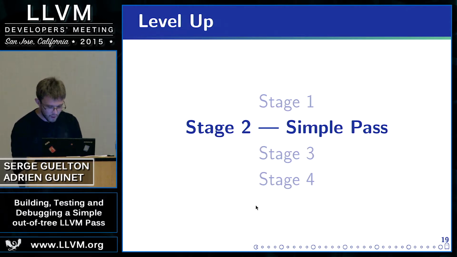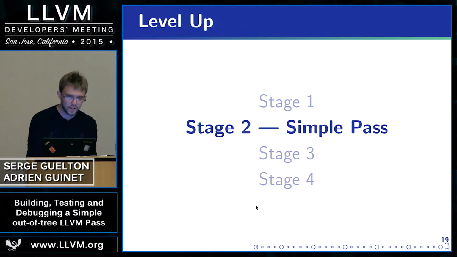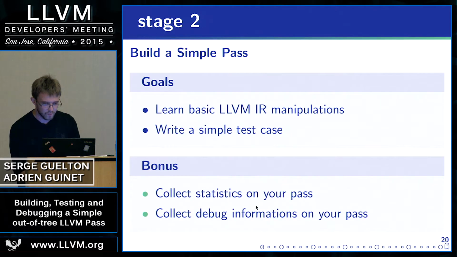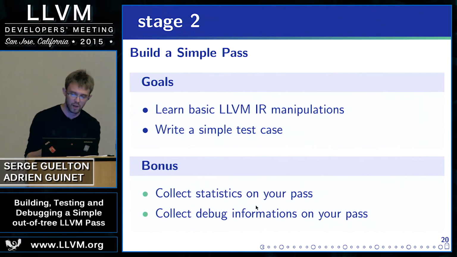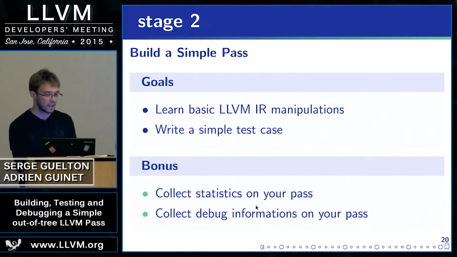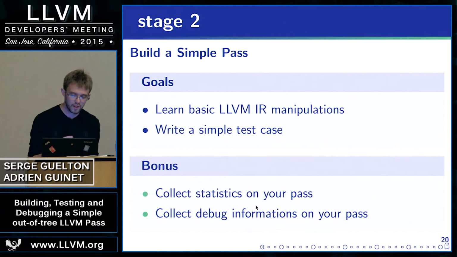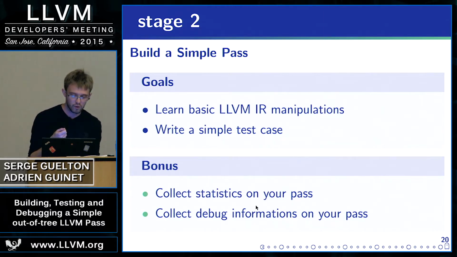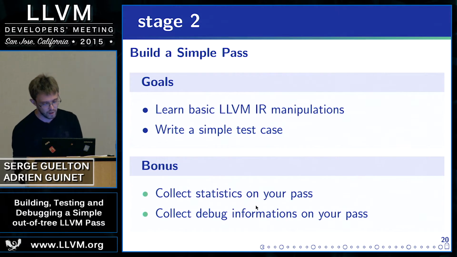So now that we have set up our cmake project with our pass, for now it does nothing. We have just a pass that does nothing. So we're going to see how we can create basic manipulation of the LLVM IR, how to write a simple test case using lit, and afterwards we're going to see how we can do some statistics about what's going on and add some debug information which can help in the future.